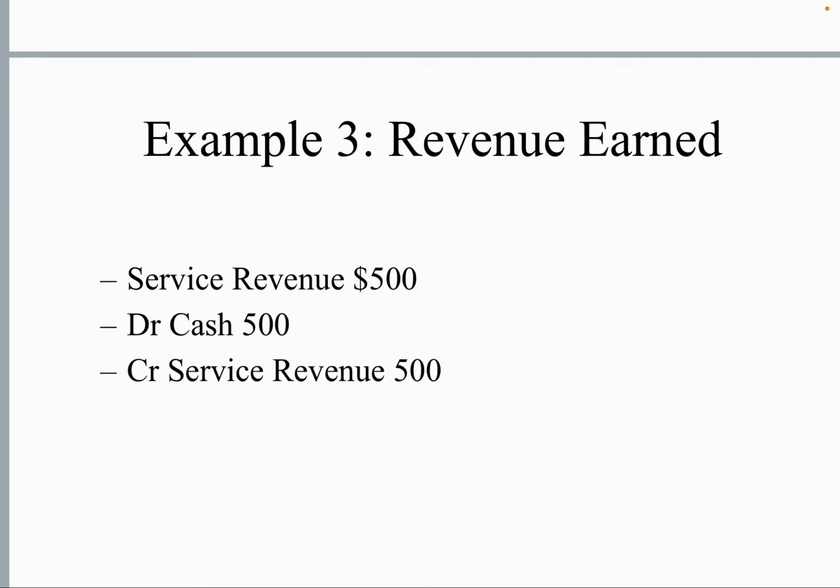Example 3. Revenue earned. The company earned $500 for service. Cash increases, debit. Revenue increases, credit. Debit cash 500. Credit service revenue 500. Anytime you earn revenue, credit.